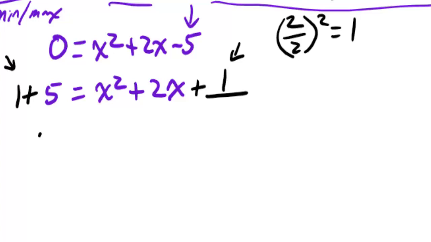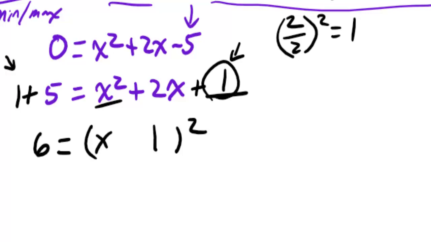So I go to simplify, then I get 6 equals, and now this trinomial is a perfect square, so I'm going to put it back in its factored form. The square root of the first one is x, the square root of the last one is 1, and I keep this sign right here, and I get x plus 1 squared is equal to 6. And now to solve, we can just use the square root property. So square root of both sides.